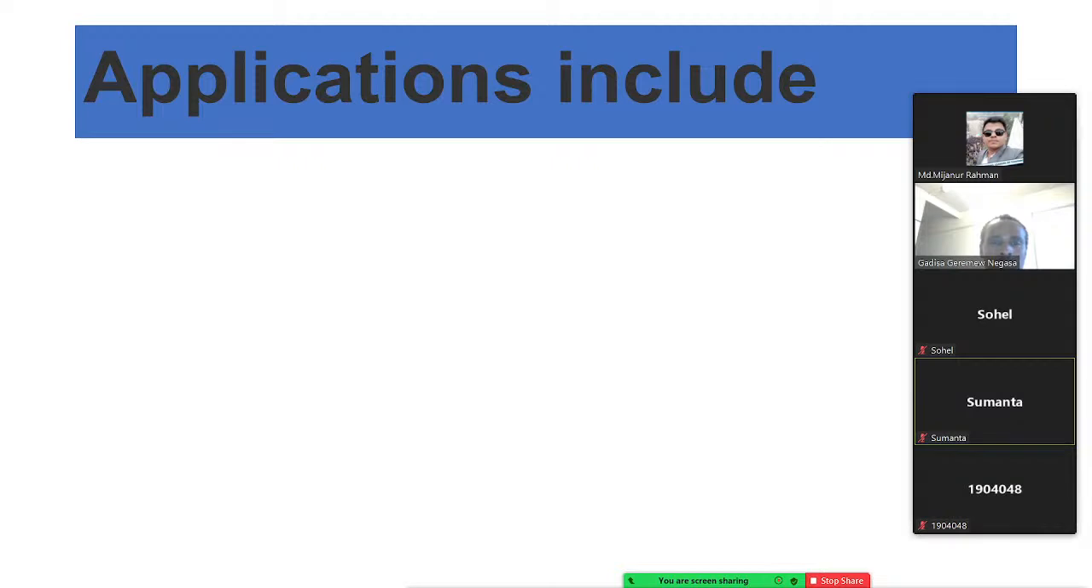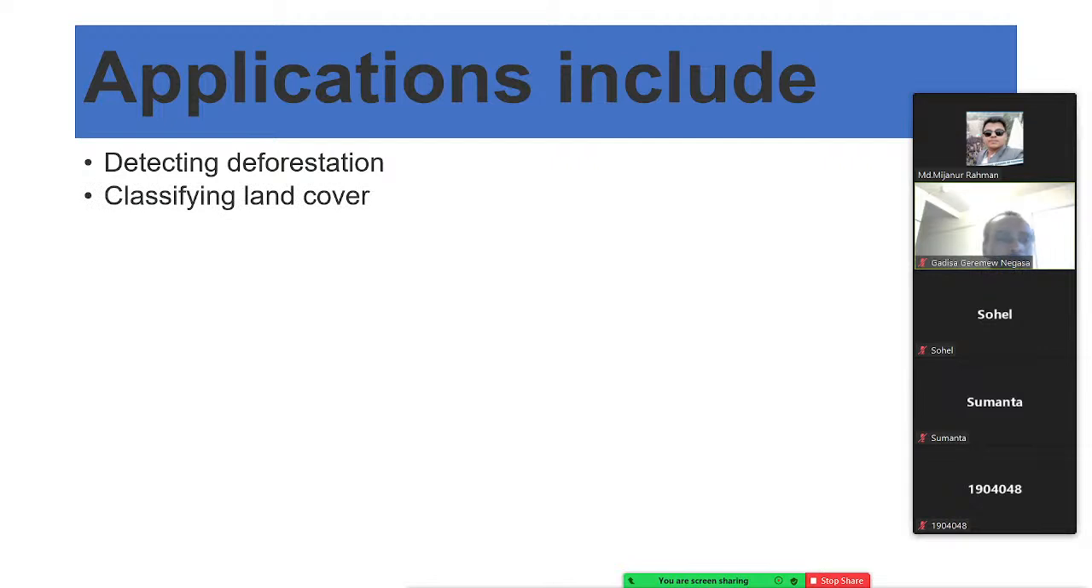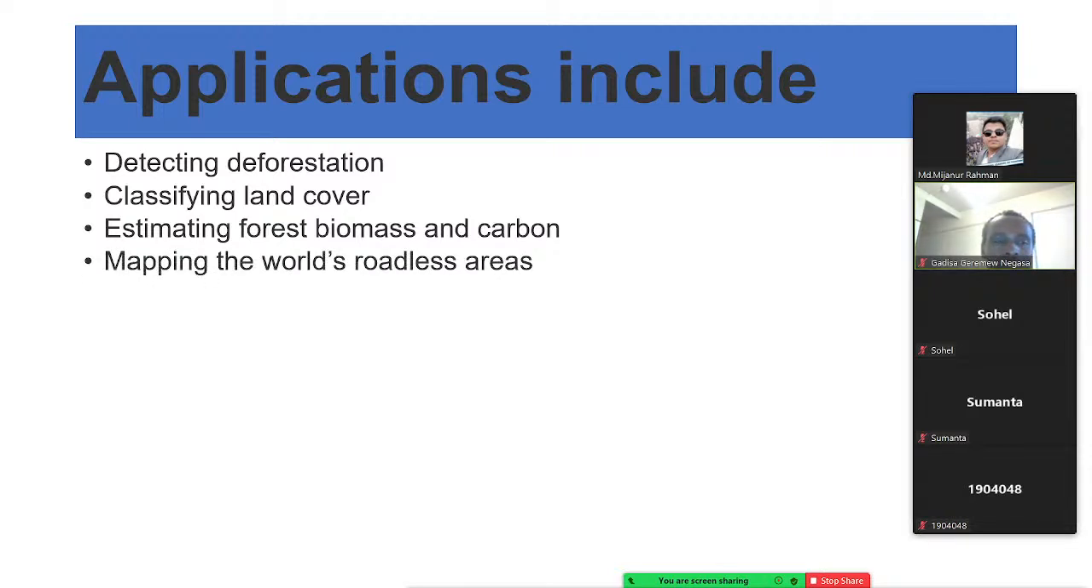And then applications. Google Earth Engine has a lot of applications. We can do any remote sensing analysis using Google Earth Engine. It mainly focuses on detecting deforestation. We can also do land cover classification, estimate forest biomass and carbon, map the world's roadless areas, and assess plant health status.